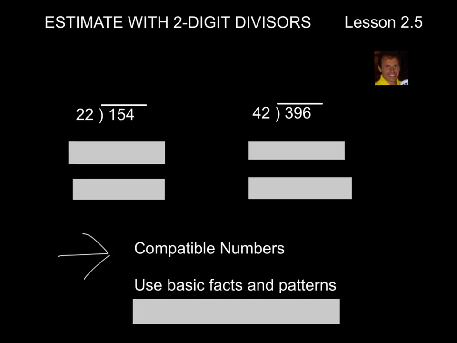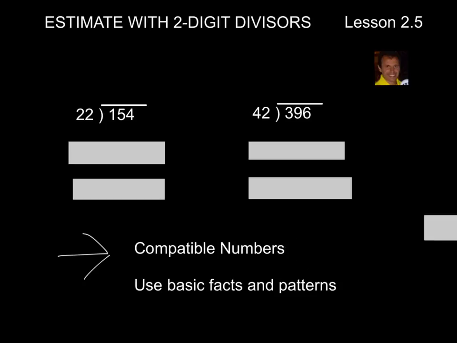These are basic facts and patterns. A good example is if you were dividing 38 by 7. You could say, well, 38 is close to 35, and there are 5 sevens in 35. You could also divide 350 by 7 to get 50. You could also divide 3,500 by 7 to get 500. Those are compatible numbers.